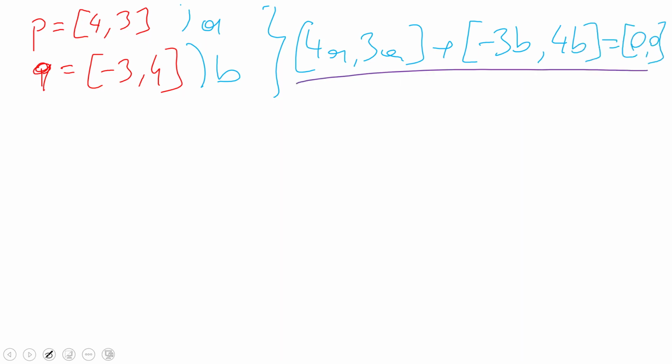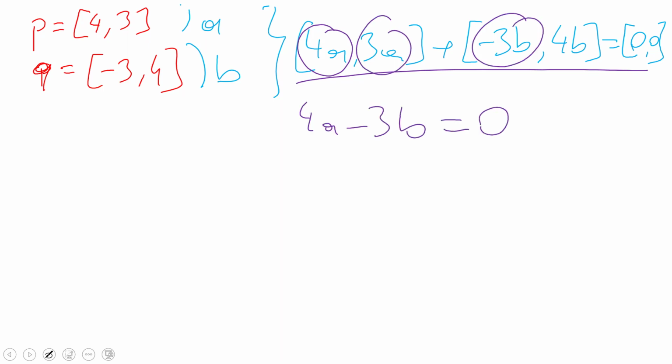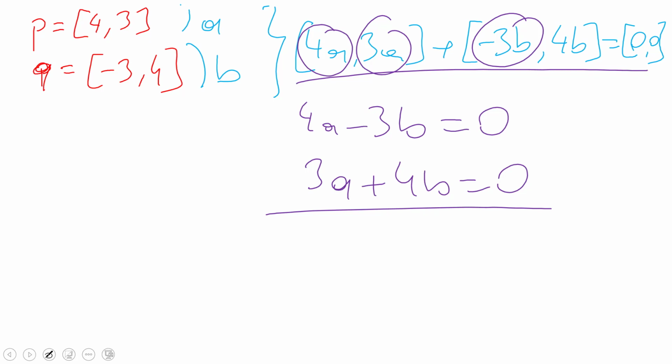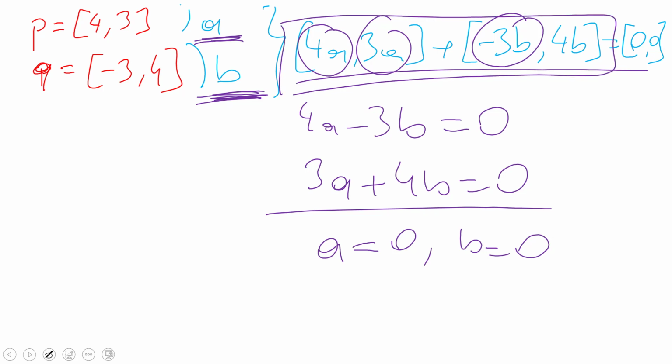And we can write this as two different equations. 4a minus 3b equals 0. 3a plus 4b equals 0. When we solve these two equations, the only way that these two equations are satisfied is when a is equal to 0 and b is 0. We cannot possibly find a non-zero set of a and b values that would make this summation 0. Therefore, p and q are linearly independent vectors.